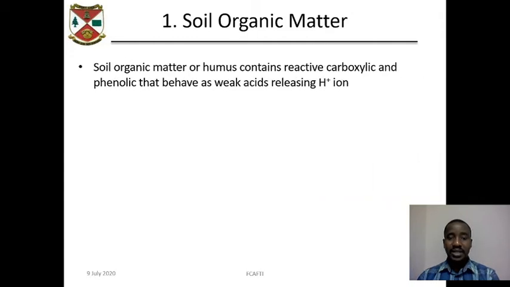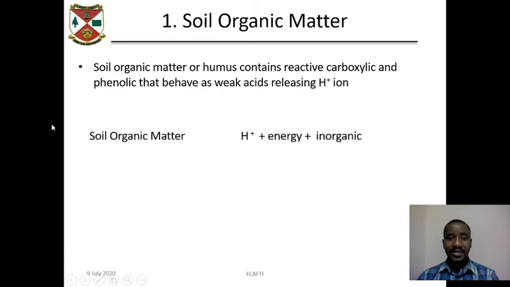Soil organic matter, or humus, is highly decomposed organic matter. It is organic matter that has been decomposed by soil microorganisms in such a way that it now resists further decomposition. Soil organic matter or humus contains reactive carboxylic and phenolic acid groups that behave as weak acids, and these carboxylic and phenolic groups release hydrogen ions.